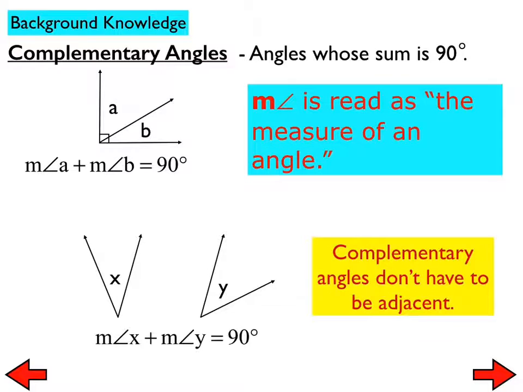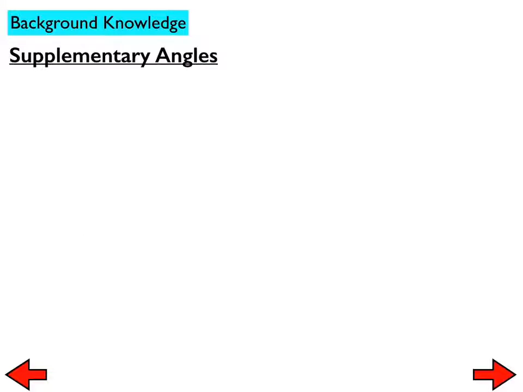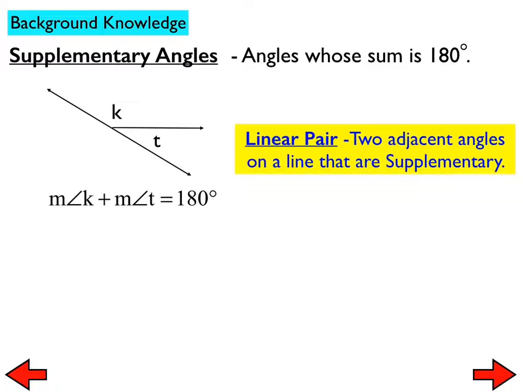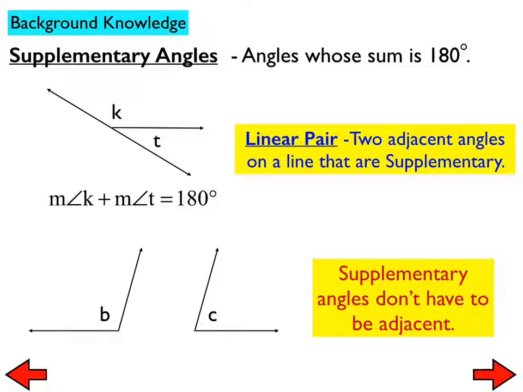Okay? Then we talked about supplementary angles. That means they add up to how much? 180. And if they are adjacent and add up to 180, what's that special name? Linear pair. Very good. Linear pairs if they're adjacent and they're supplementary. But they don't have to be adjacent. If they're not, they're just called supplementary. Okay? So far so good?